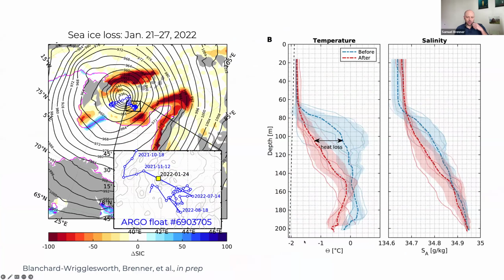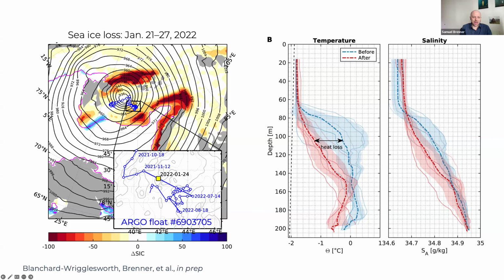And I'm going to do something a little bit different in terms of motivating the talk. Instead of showing a lot of background, I'm going to zoom in on a really specific event. And this is an event that's part of some in-progress work that I'm doing with Ed Blanchard-Rigglesworth and others. And this is looking at a sea ice loss during a really extreme cyclone in the Barents Sea in 2022. And so this map on the side here shows the change in sea ice concentration over a roughly 1 week period in January, where there was this really large cyclone that came through.